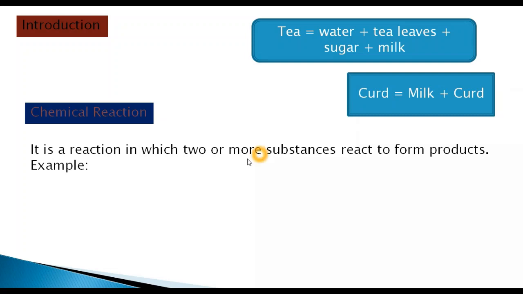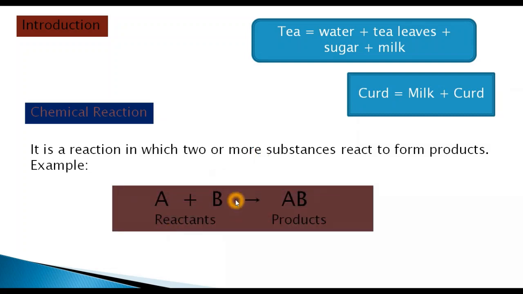So it means two substances, suppose substance A and B, are combining, they are reacting together, and after combination, they will form a product, that is AB. So the substances which are taking part in the chemical reaction, which are combining together, are known as reactants, and the new substance formed is termed as product. Okay.